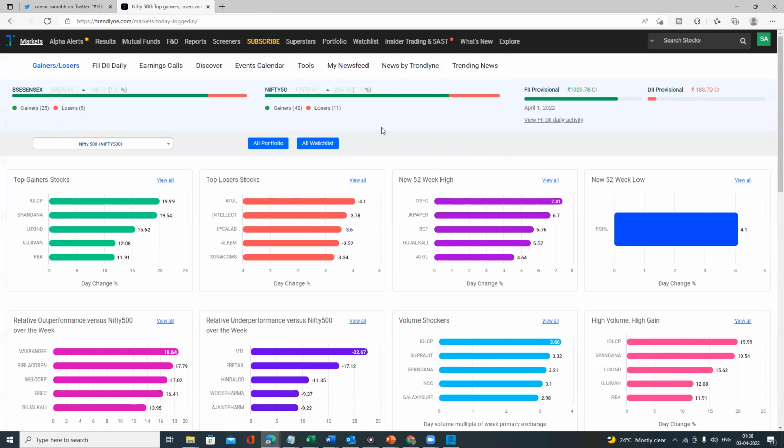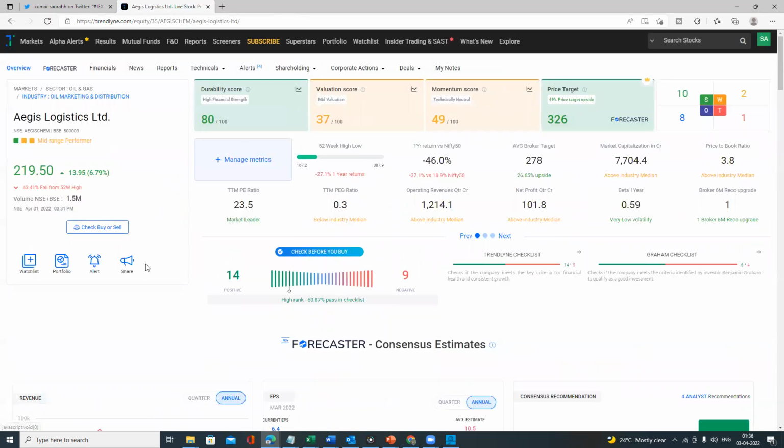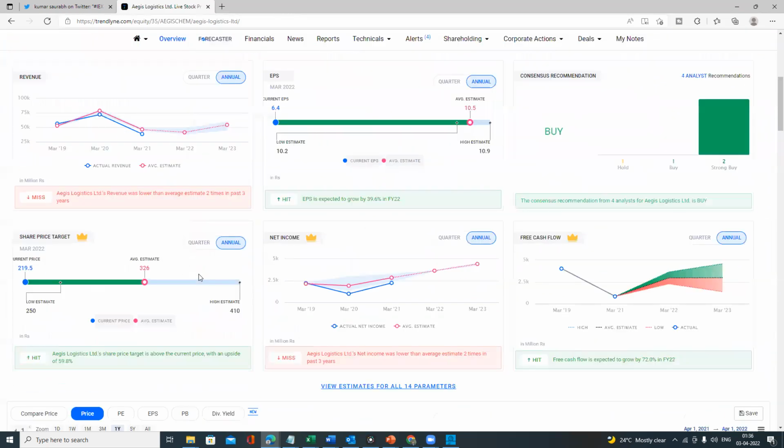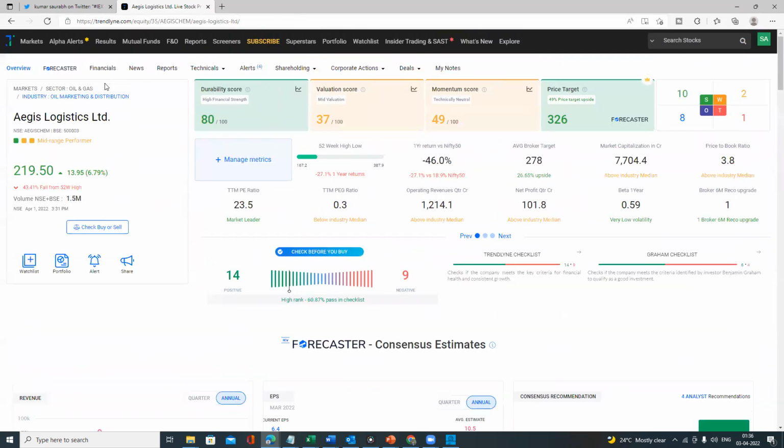This is the Trendlyne website, trendlyne.com, and this is the kind of screen you'll get. I have logged in through my ID. First we wanted to know how to do shareholding data and mutual fund data analysis. If you look here, there are a lot of sections like financial, news, report, technical, and you have the shareholding.